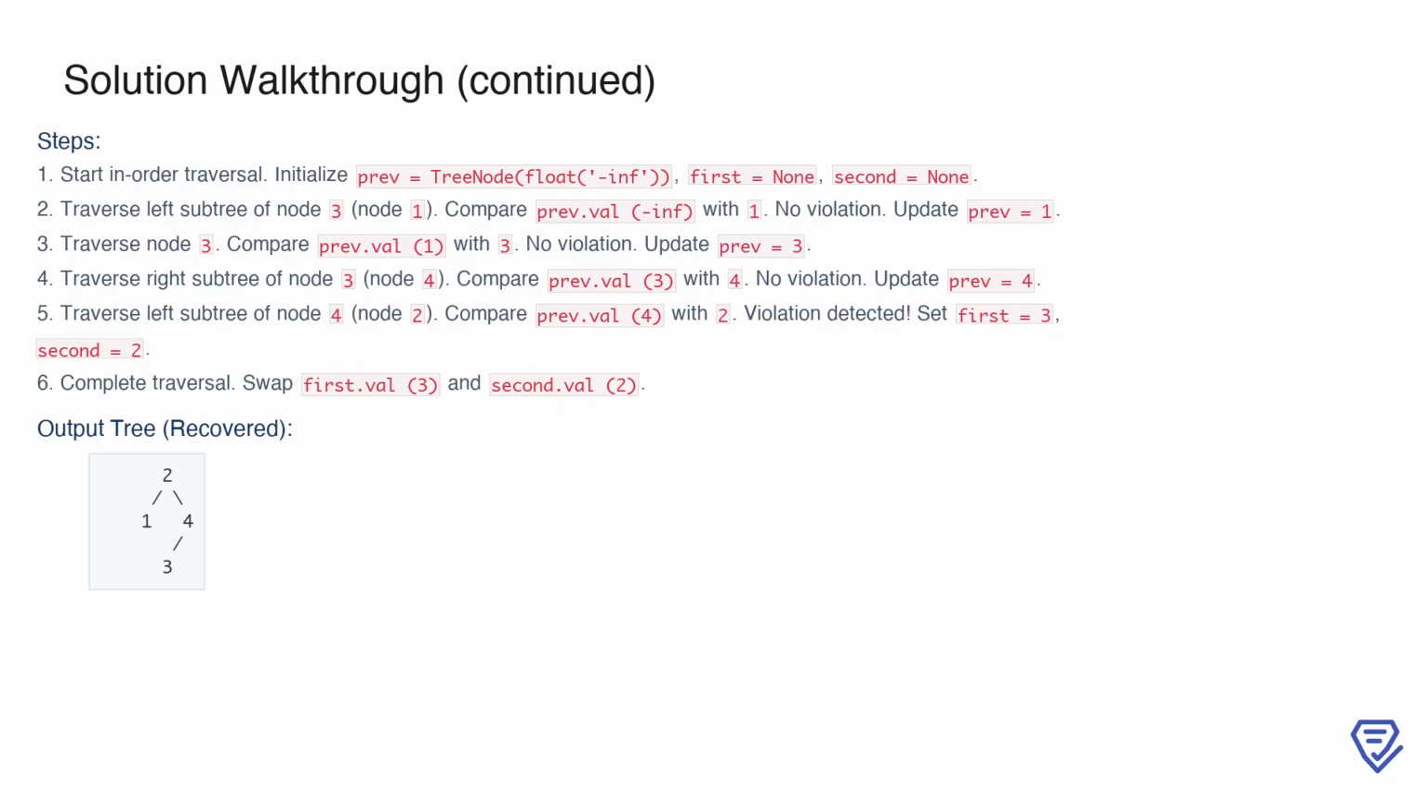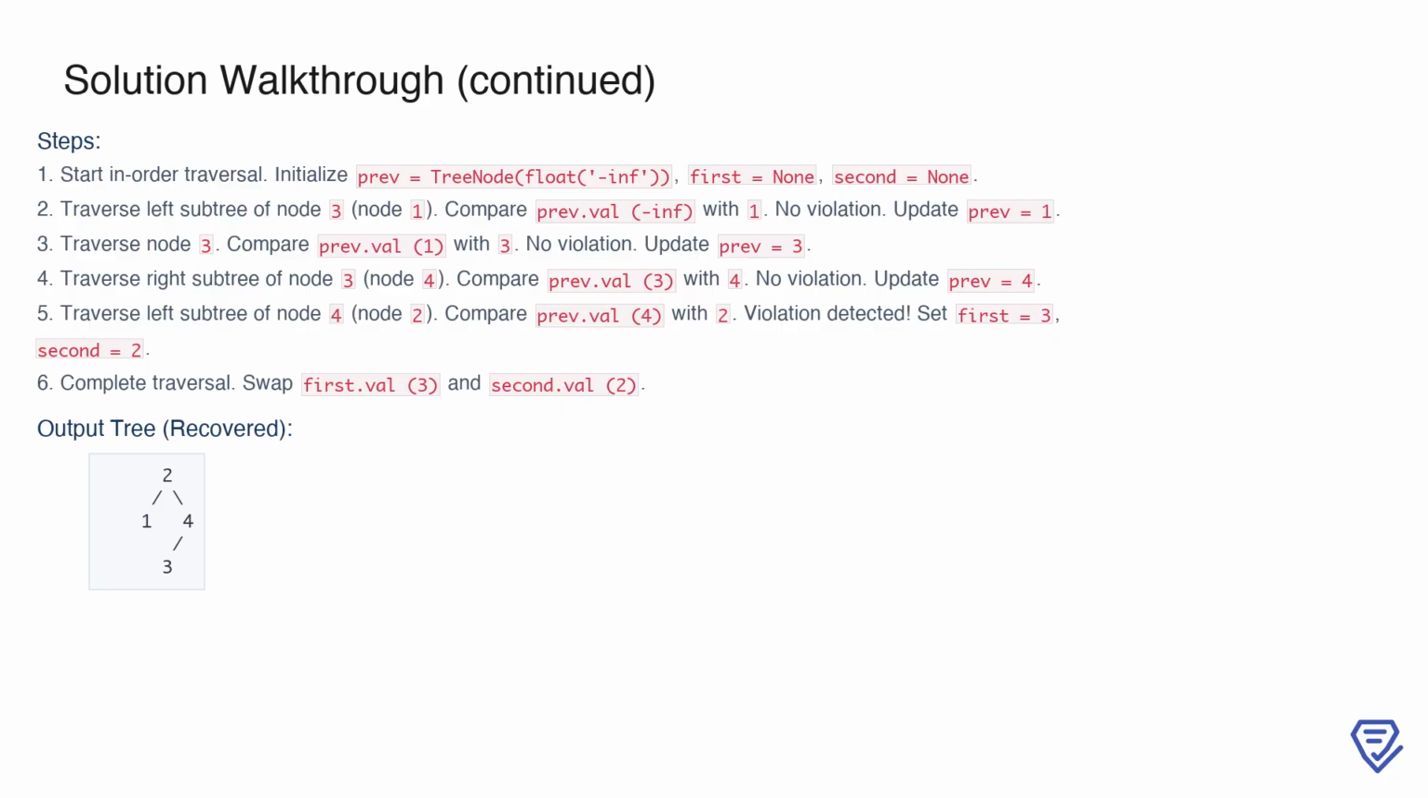Comparing prevval, 1, with 3, there's still no issue, so we update previous to 3. Moving to the right subtree, we reach node 4 and compare prevval, 3, with 4. Again, no violation, so we update previous to 4. Finally, we traverse the left child of node 4, which is node 2. Here, comparing prevval, 4, with 2 reveals a violation, as 4 is greater than 2.